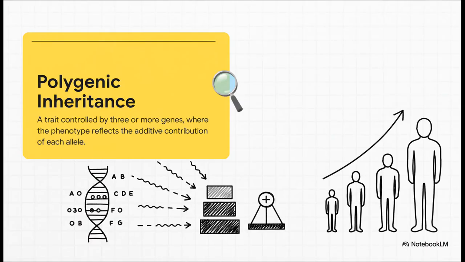So what's the key takeaway here? With polygenic inheritance, the final physical trait, what we call the phenotype, isn't decided by just one winning gene. No, it's more of an additive effect. Think of each version of a gene, or allele, as casting a small vote. The more of these additive alleles you have, the stronger that final trait shows up.